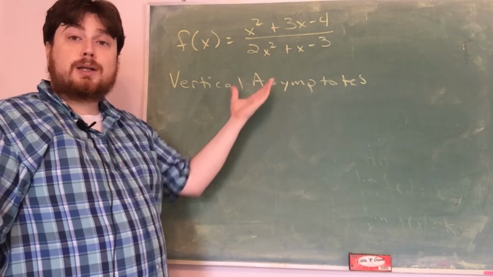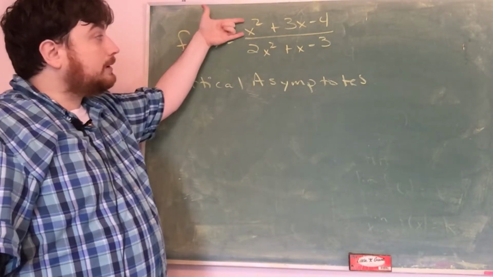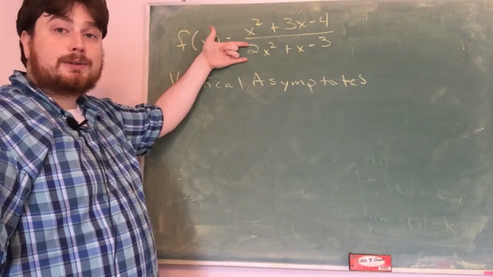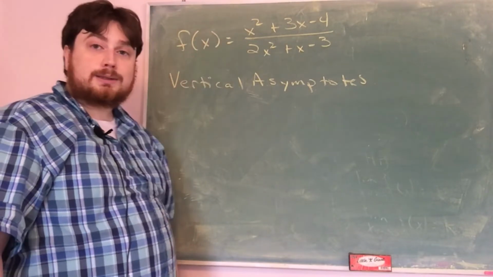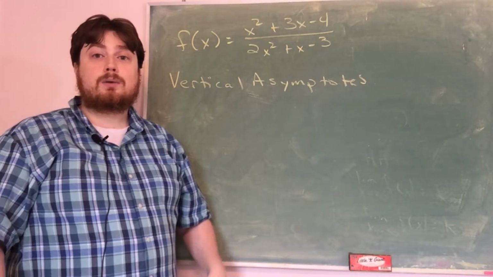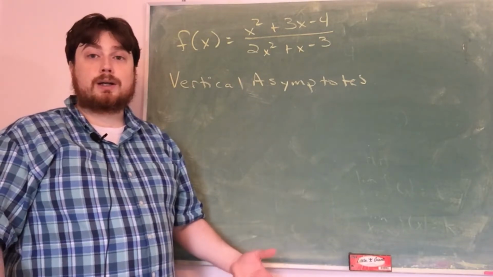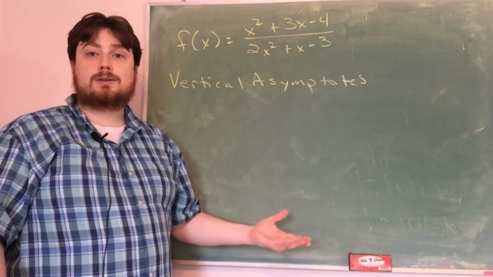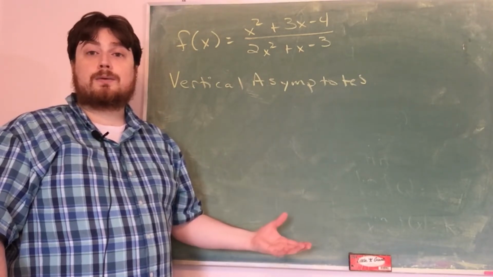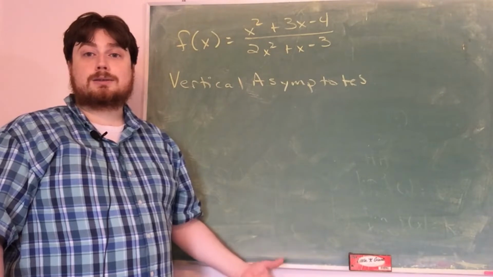Now, since this is a rational function, the top is a polynomial and the bottom is a polynomial, so it's going to be continuous everywhere unless the bottom is 0. Therefore, if we're looking for vertical asymptotes, what we want to find is where the bottom is 0. These are going to be our potential asymptotes, and then we'll have to determine from there whether or not they actually give us asymptotes.